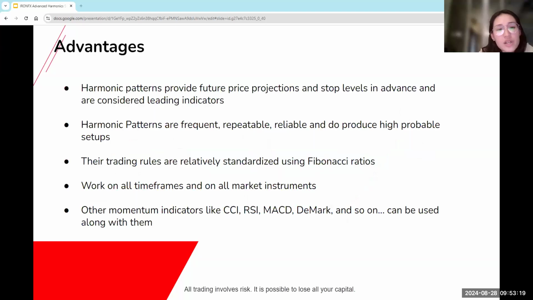Okay, now let's look at the advantages and disadvantages of harmonic patterns. Harmonic patterns provide future price projections and stop levels in advance and are considered leading indicators. They're frequent, repeatable, reliable, and produce high probable setups. The trading rules are relatively standard since they're using Fibonacci ratios, and they work on all time frames and on all market instruments. Other momentum indicators like your CCI, RSI, MACD, DMARC, and so on can be used along with them as well.